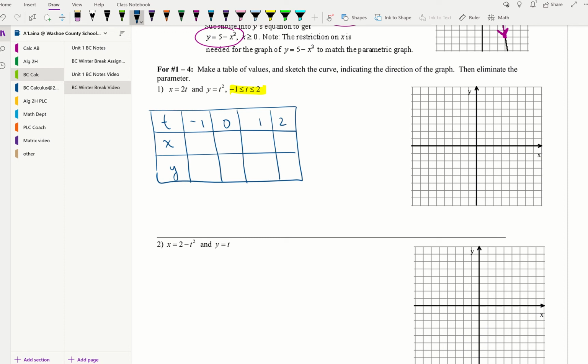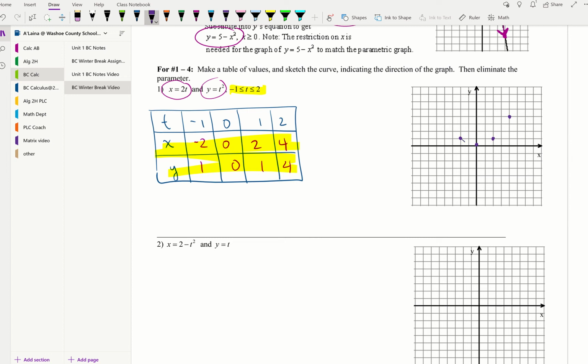And I'm going to take these and I'll substitute them in. So if I take each of these inputs and I substitute them first into x, I'd get -2, 0, 2, and 4. If I take those same inputs and I substitute them into the equation for y and replace t, I'd get 1, 0, 1, and 4. And I'm now going to plot the xy ordered pairs on my graph. So I have (-2, 1), (0, 0), (2, 1), and (4, 4).